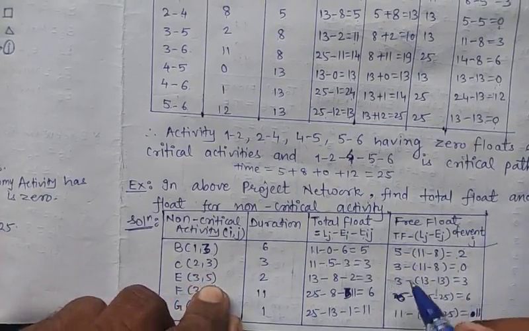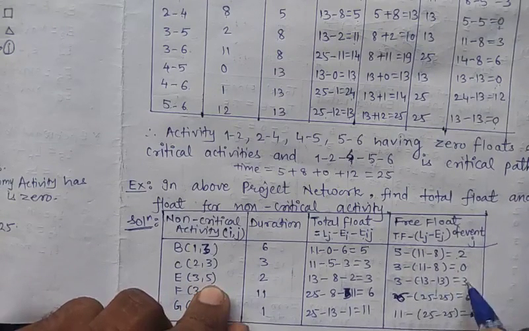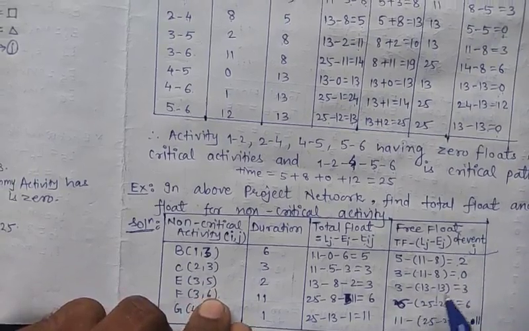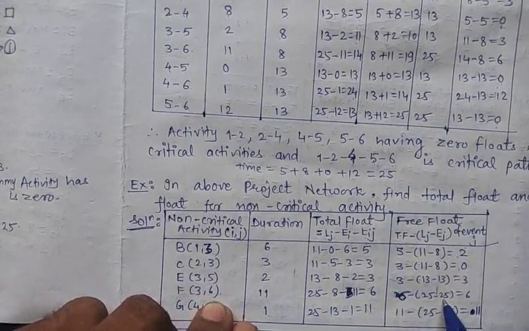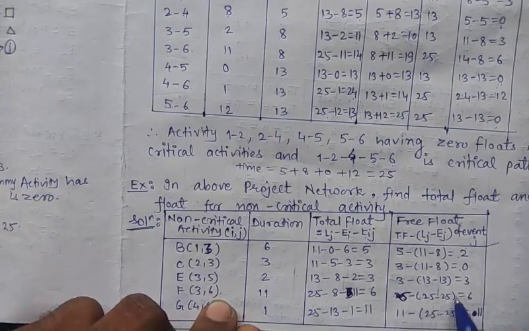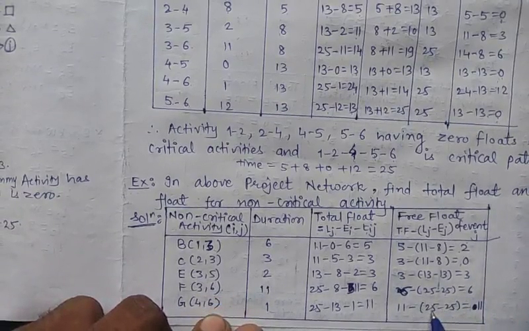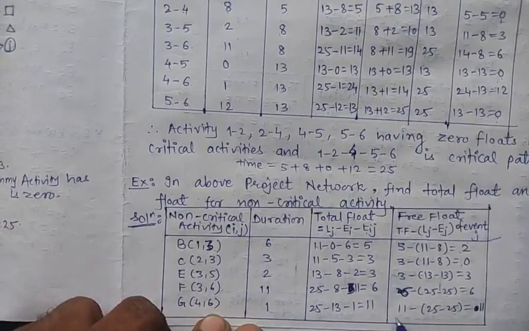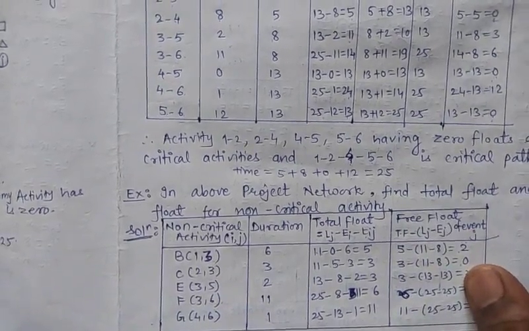Next, L5 is 13 and E6 is also 13, so we get 3. Next, L6 has value 25 and E6 also has value 25, so this will be 0. So we get 6. And last, L6 and E6 have the same value, so we get 11. So this is the free float for the non-critical activities, right?